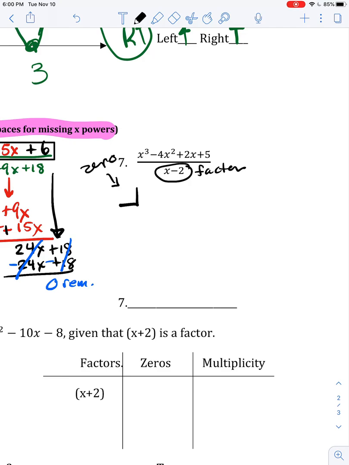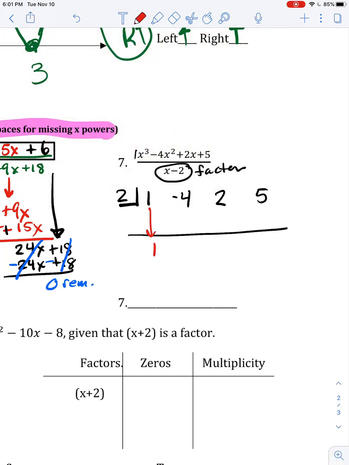So since they gave me a factor I'm going to use, or potentially a factor, I don't know yet if there's a remainder, I actually have to put a 2 in here. So what you're dividing by and what you put into that corner box are going to be opposites in terms of plus or minus. Now be careful and look for those missing powers of x. There's a 1x cubed, a minus 4x squared, a positive 2x, and a 5. So I actually don't have any missing parts, so that's awesome.